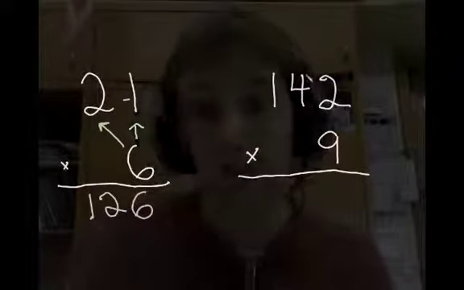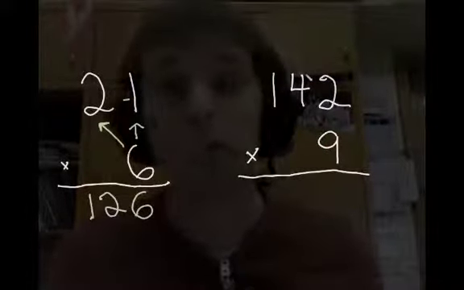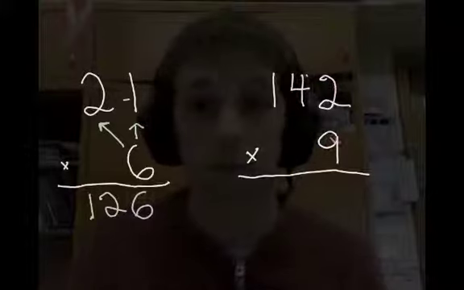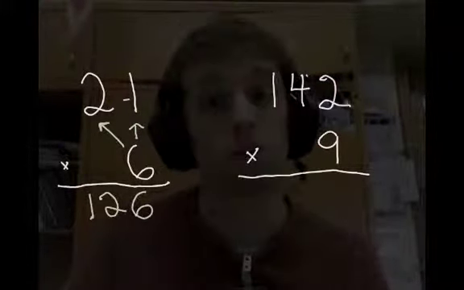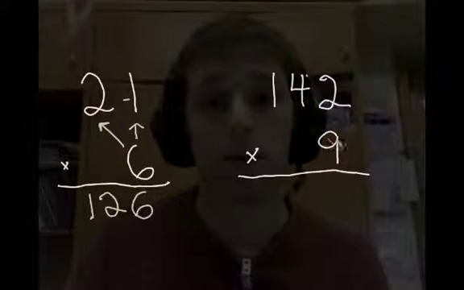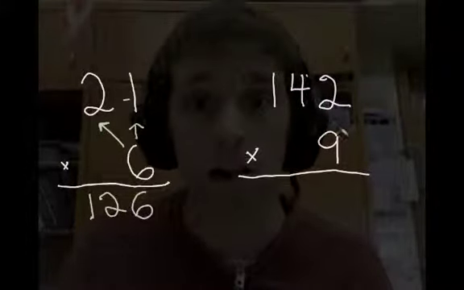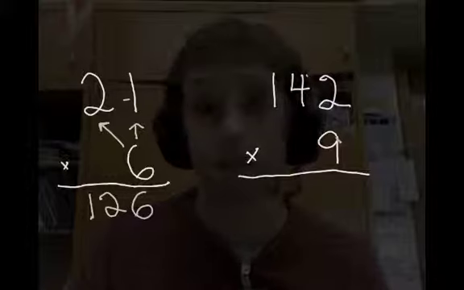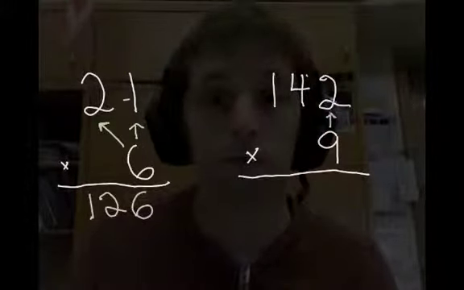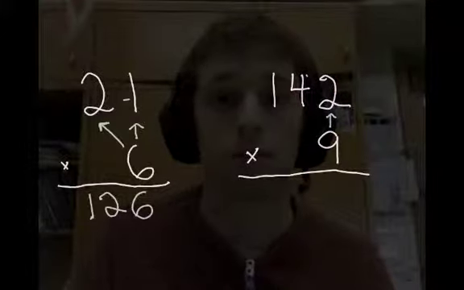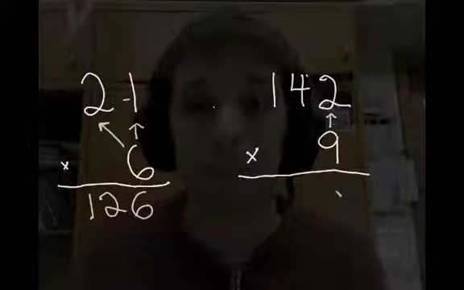Now, let's look at a 3-digit number times a single-digit number. In this case, we have 142 times 9. Remember, you always want to line them up first, kind of like we have here. Make sure the ones place is always aligned correctly before you do anything else. Okay, so let's start. So 9 times 2, because the first step is always multiplying by the ones, and then the tens, and so on. So 9 times 2 is 18.